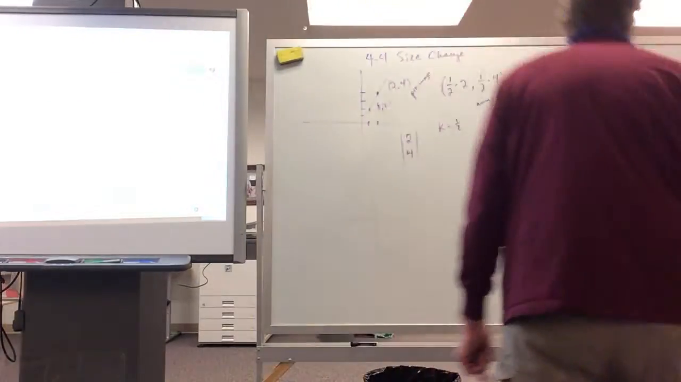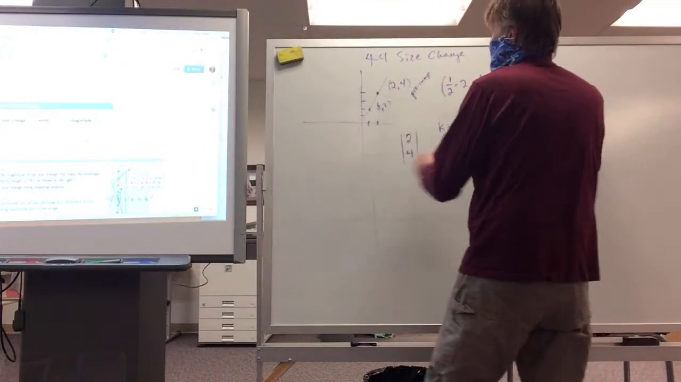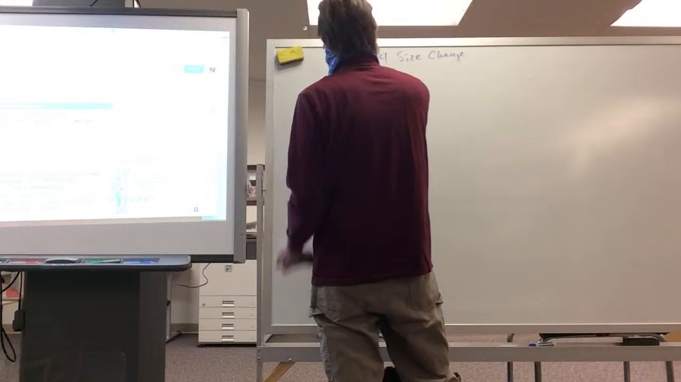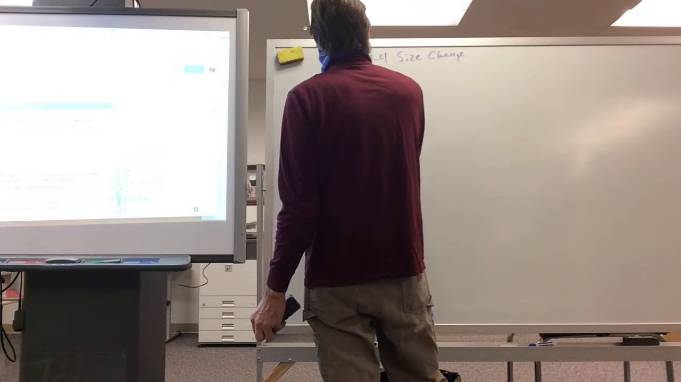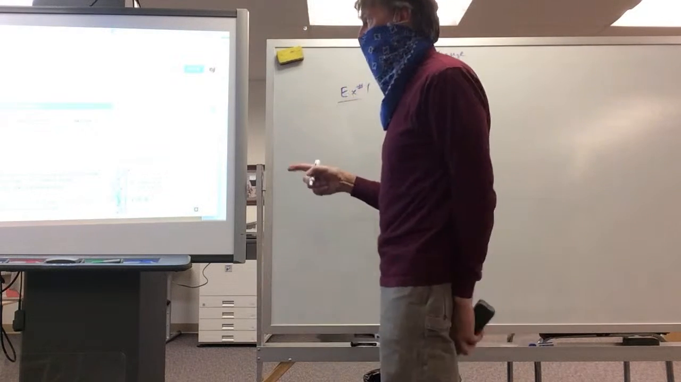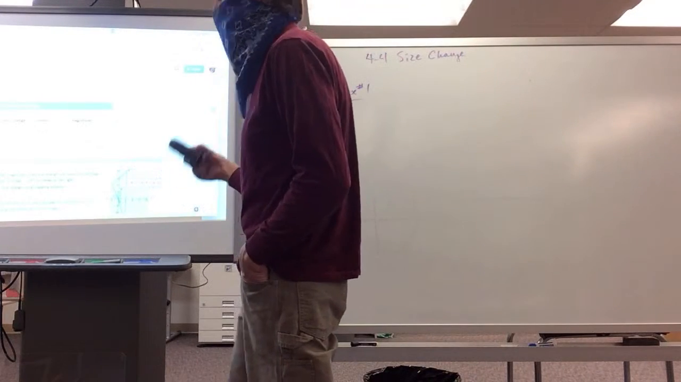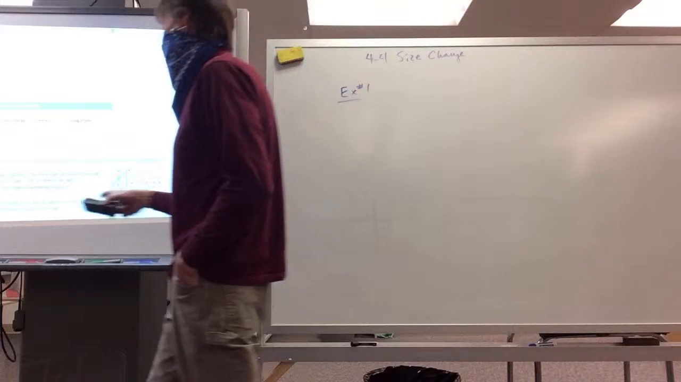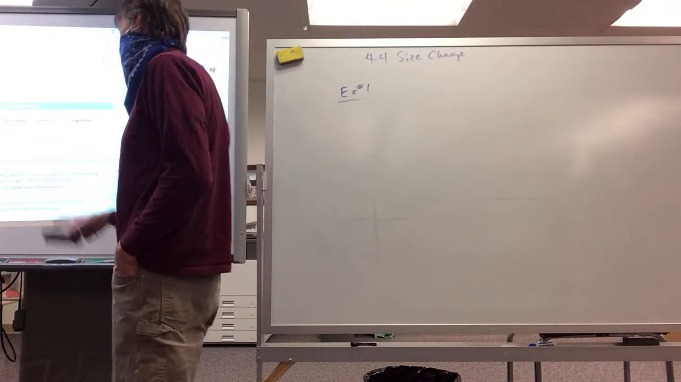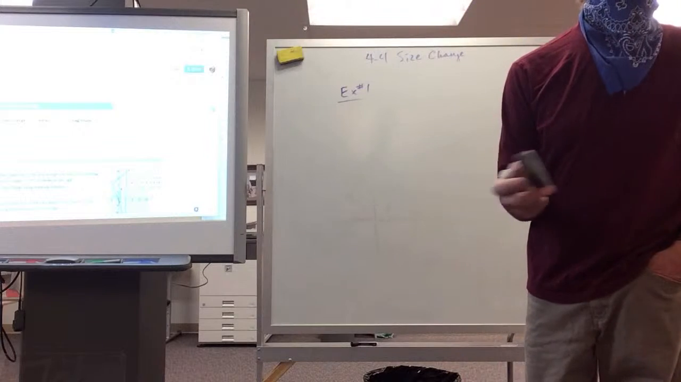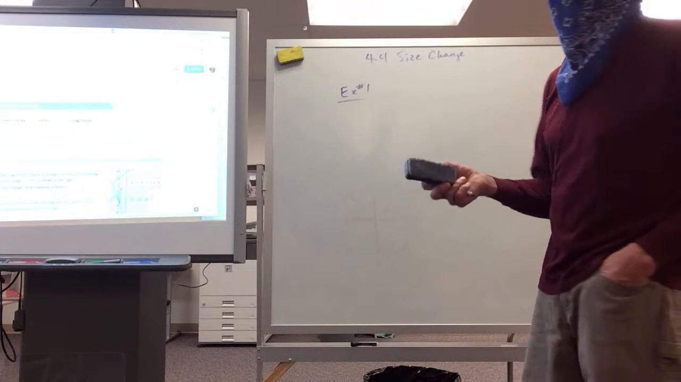I need it. There we go. Let me get rid of this. And let's take that triangle. They want us to look at the magnitude of the size change. So we would be looking for the k value. And then they want us to write it with mapping notation. I want to go a step further, and I want to write it as a matrix as well.